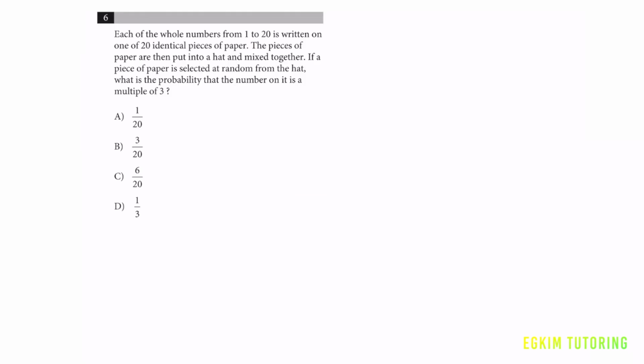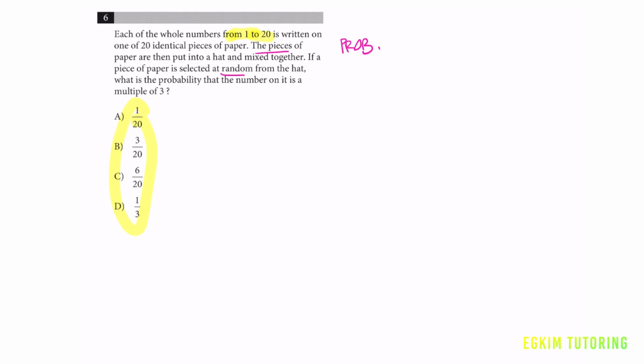Question 6. Each of the whole numbers from 1 to 20 is written on one of 20 identical pieces of paper. So I'm just going to stop here. When I read something like this where there's a bunch of numbers and I see fractions, I automatically think that this is going to be a probability problem. So let's keep reading. It says here, the pieces of paper are then put into a hat and mixed together. If a piece of paper is selected at random from the hat, what is the probability that the number on it is a multiple of 3?